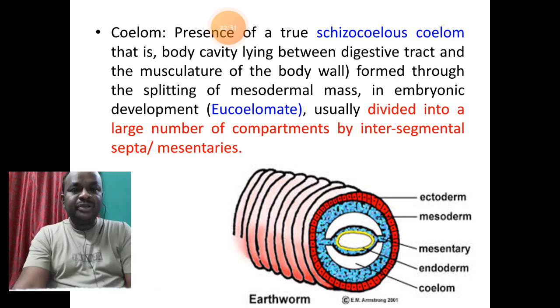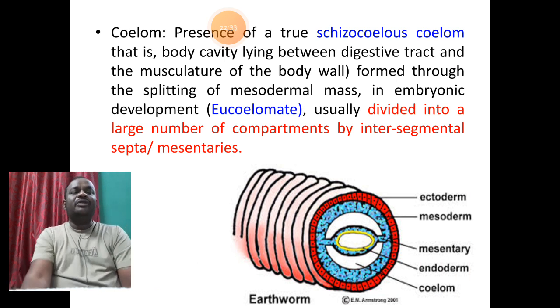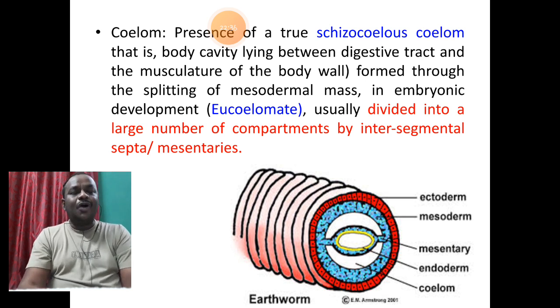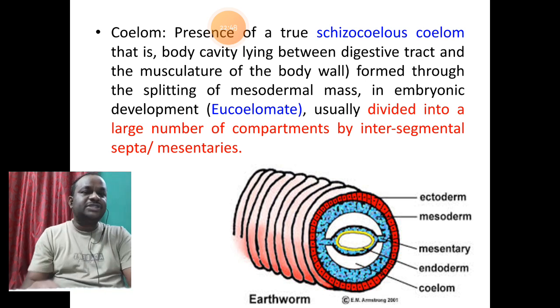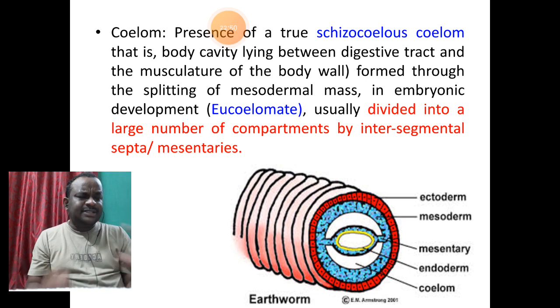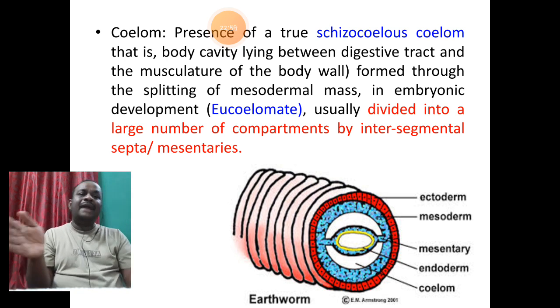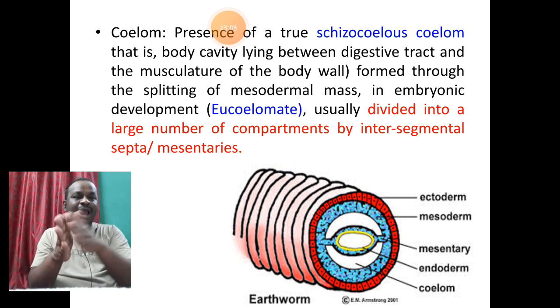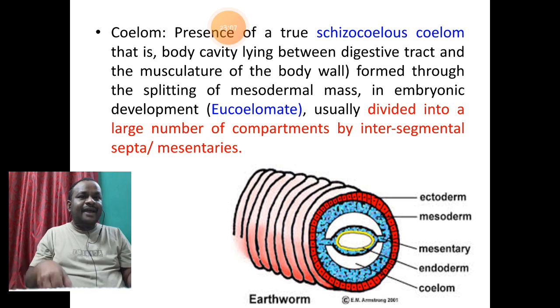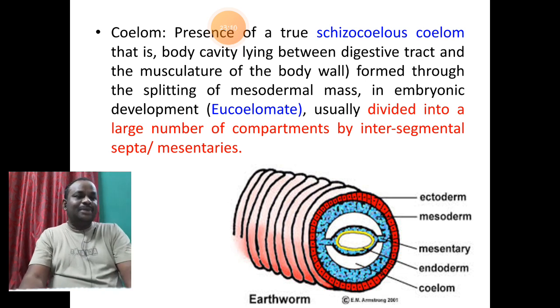Coming on to the coelom structure. The coelom in the case of annelids is called eucoelom or true coelom, and it is also referred to as schizocoelom. So two words you will have to write for the coelom structure of annelids. Eucoelom refers to a true body cavity which is seen as an empty space between the outer body wall and the inner alimentary canal. Both the outer body wall and the inner alimentary canal are lined by mesodermal cells.